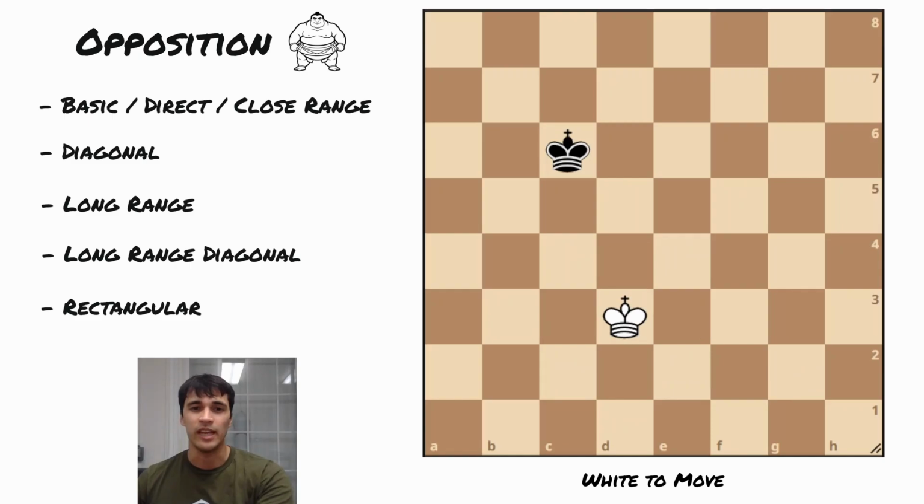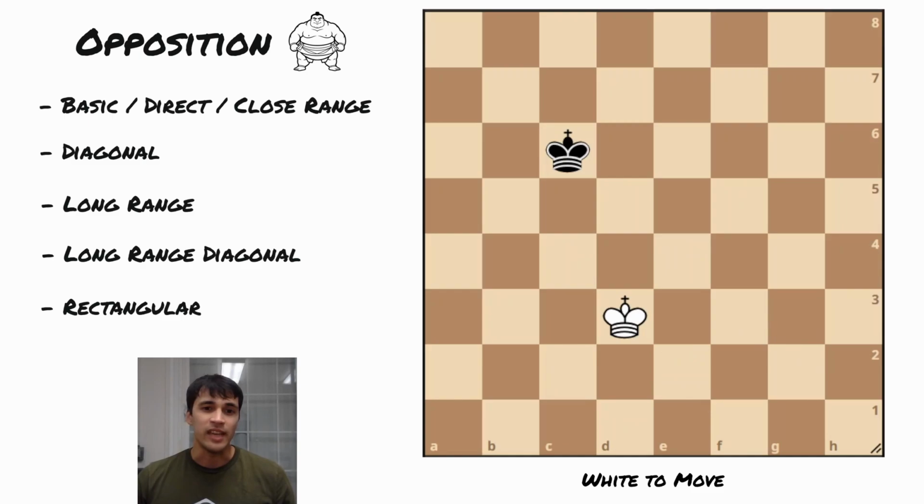So first, if you said king c4, good job. This is our basic direct opposition. Also, king c2, this gives white long-range opposition. And king e4, this gives white diagonal opposition. Also, king e2 gives white rectangular opposition. So good job if you said c4, e4, e2, or c2. All these moves give white the opposition.